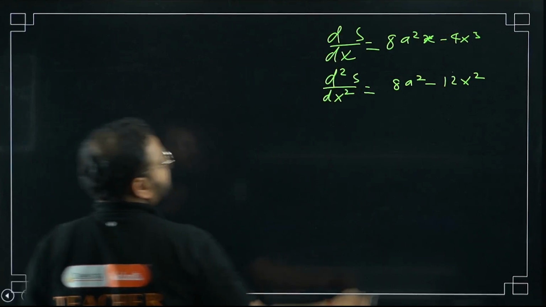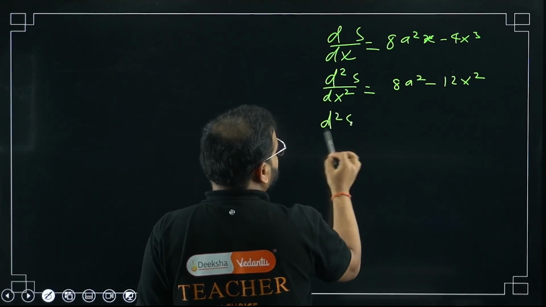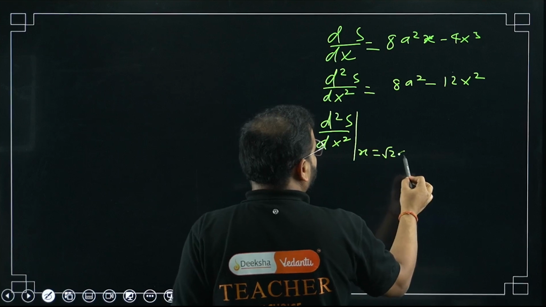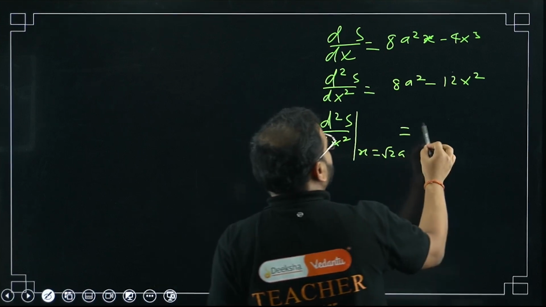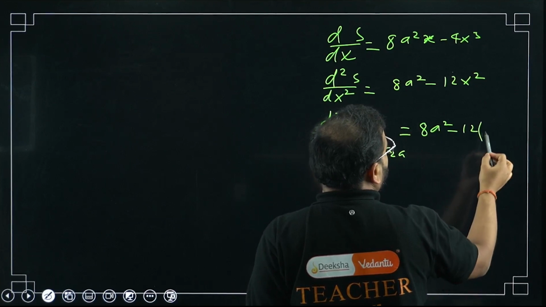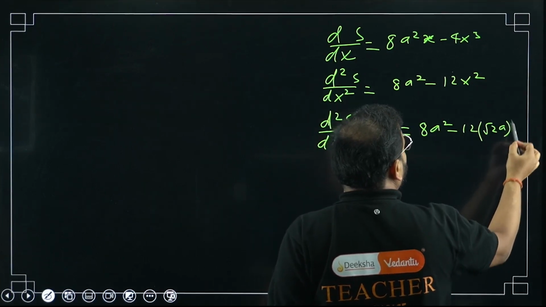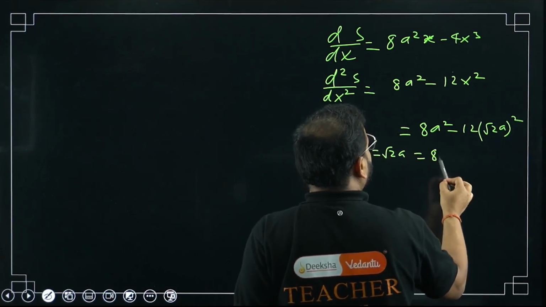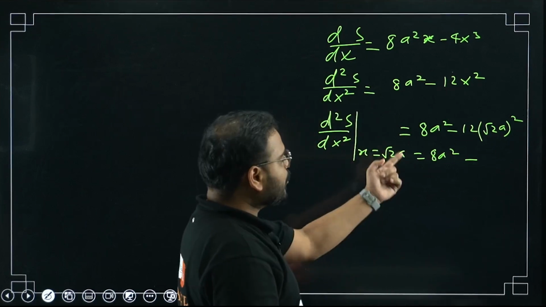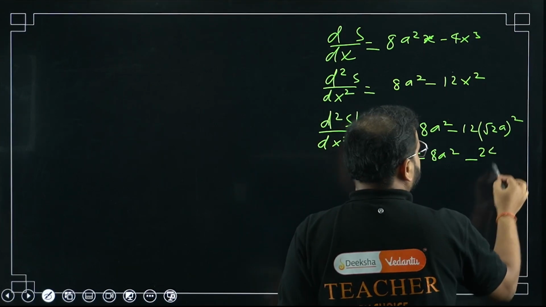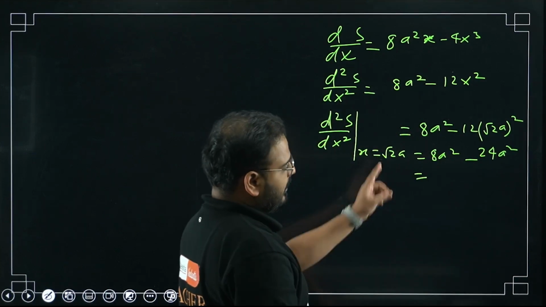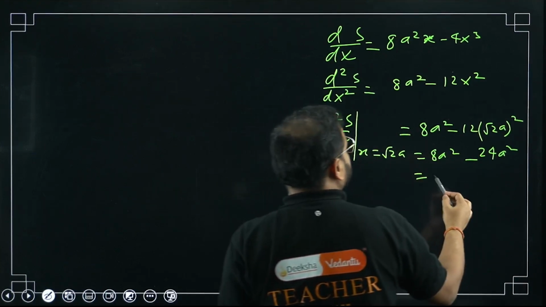Substitute now. So I'm trying to find this when x is equal to root 2a. Check this out: 8a² will remain the same, no? What about this? Minus 12 times root 2a, the whole squared. How much am I getting? 8a² minus, root 2 squared is how much, sir? 2. 2 into 12, 24a². What am I getting, sir? 8 minus 24, minus 16.